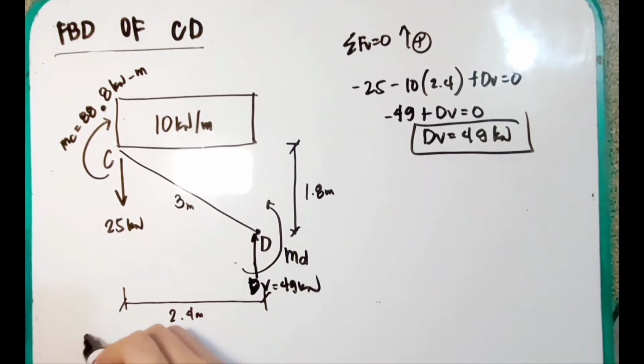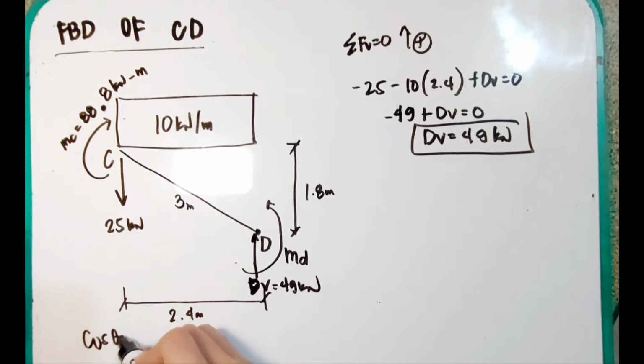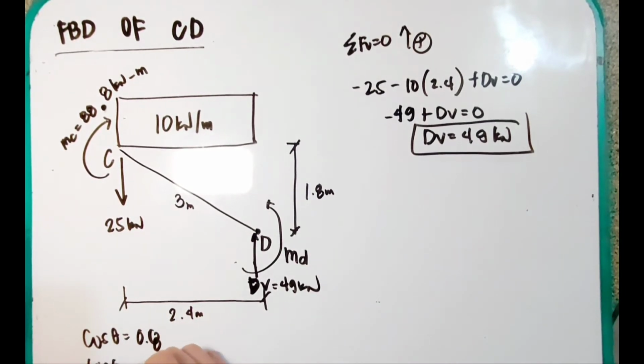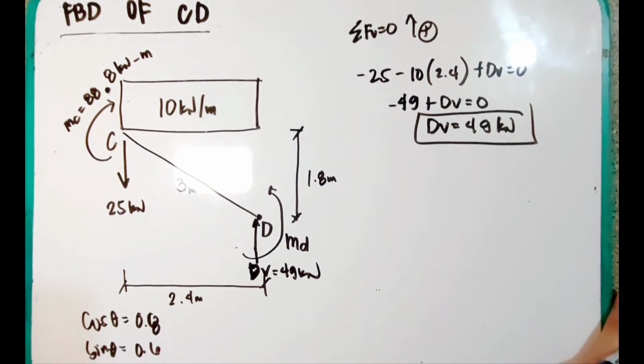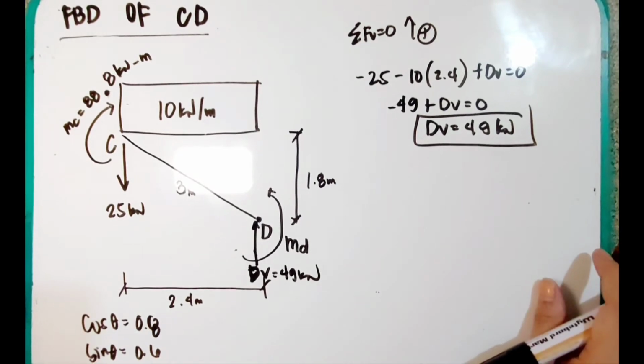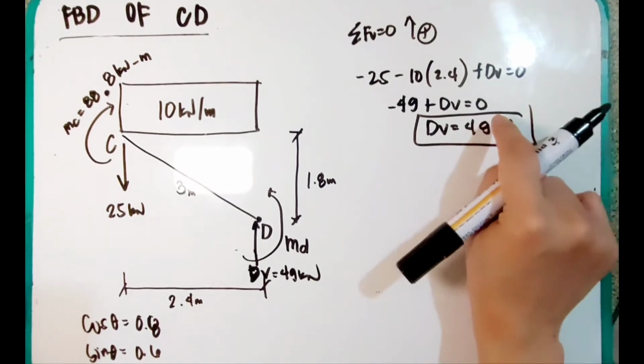Huwag kakalimutan kanina yung kinuha natin cosine theta. That is 0.8 and the other one is sine theta which is 0.6. Okay, magagamit natin yung mga yan later, especially pag nag-shear and moment diagram tayo. This is 49.